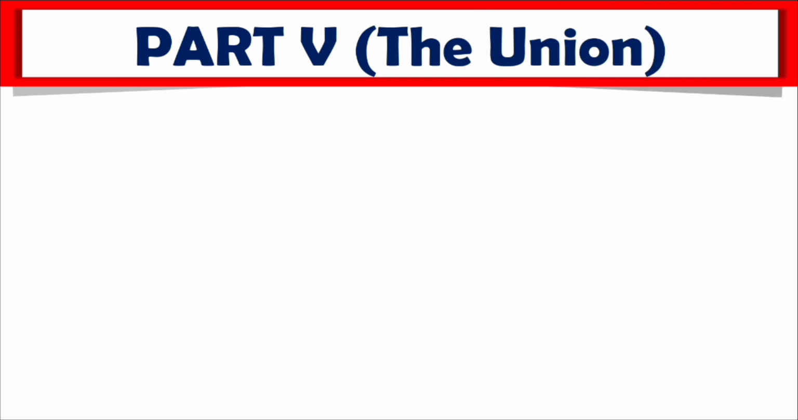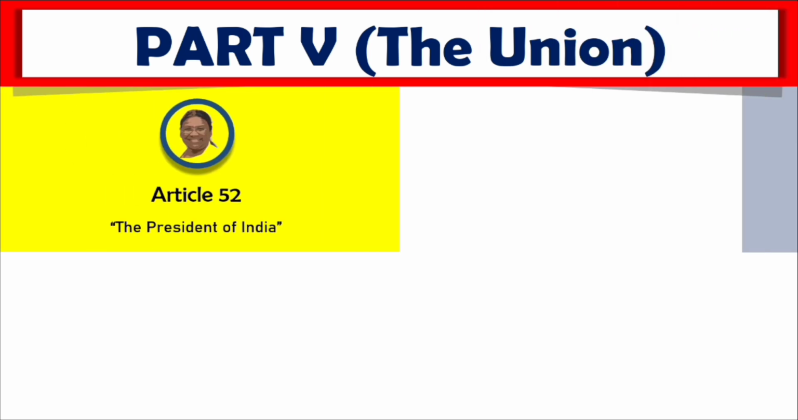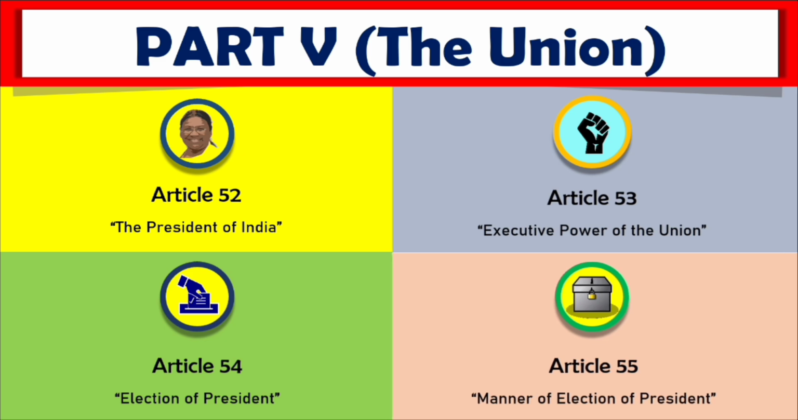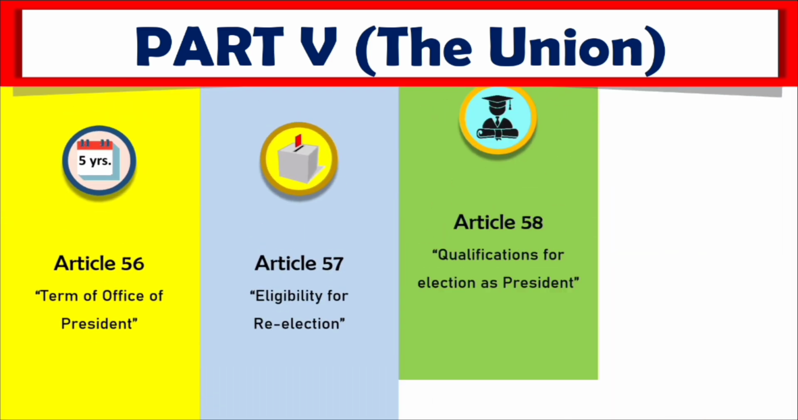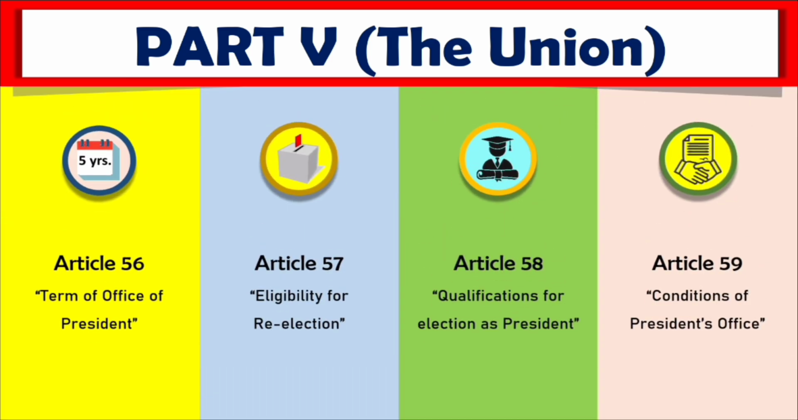As you all know, we are discussing part 5 of the Indian Constitution. Until now, we have discussed Article 52, 53, 54 and 55. Links are available in the description box. You can watch all the previous videos. Today we will be discussing Article 56, 57, 58 and 59.